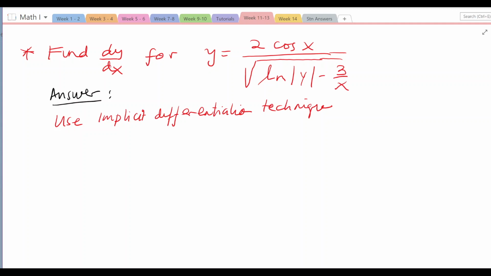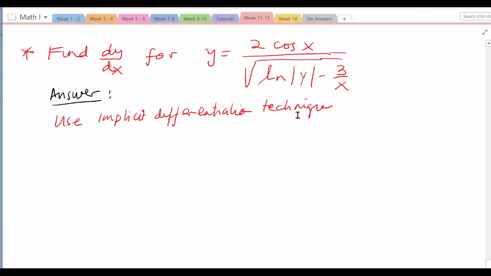Okay, next question, find dy/dx, a derivative for y equals 2 cos x all over the square root of ln y minus 3 over x. To find the derivative for typical problems like this, I think it is better to use implicit differentiation techniques, because when you move the terms under the square root to the left hand side, we have a combination of y and x at the same time. You multiply them together. So in that situation we will have to apply the implicit differentiation approach.